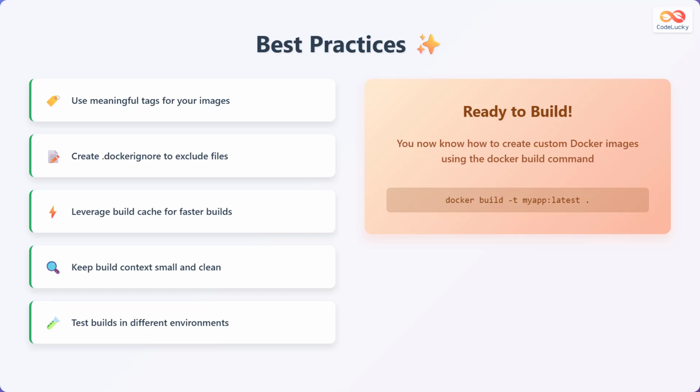So, you now know how to create custom Docker images using the docker build command. For example, to build this Dockerfile, use the command docker build -t myapp:latest .